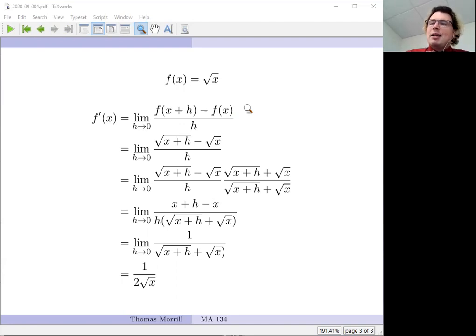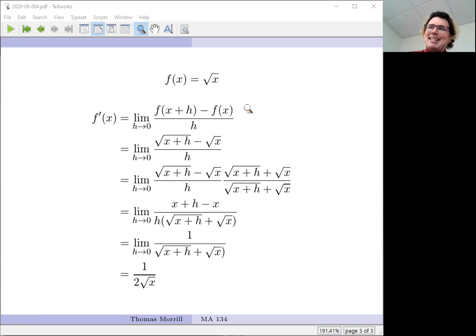As I take the limit as h goes to 0, well, both that numerator and that denominator are going to 0, and 0 over 0 is indeterminate. I can't assign a number to that expression. It's a bit of a problem.